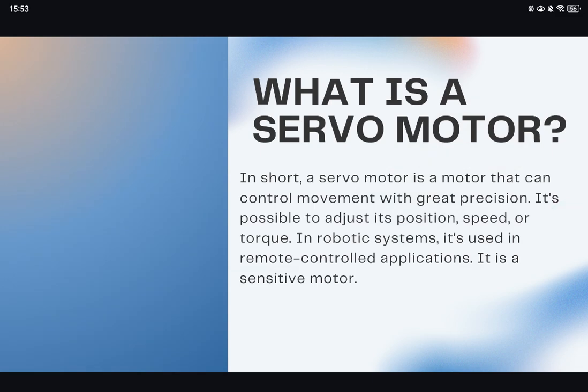Let's start with the question: what is a servo motor? In short terms, a servo motor is a motor that can control movement with great precision, and by precision I mean it's possible to adjust its position, speed, and torque. In robotic systems like remote controlled applications, it's very useful, and it's a sensitive motor, so you can change the angle and the speed.